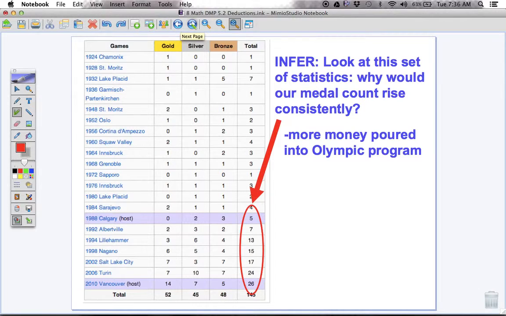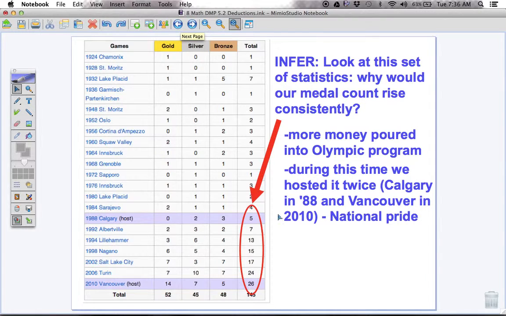Well, one inference we can make is that maybe the Canadian government was pouring more money into the Olympic program. So sometimes money equals success in athletics. Secondly, during this time period, we hosted the Olympic Games twice, once in '88 in Calgary and Vancouver in 2010. How does that have an impact? Well, it's national pride. If you look at all these others, we don't have one occasion where we were hosting it in Canada. And so you ask yourself, do we want to win a bunch of medals when we're hosting it? And we don't look like fools, of course. So more money goes into the program at that time.